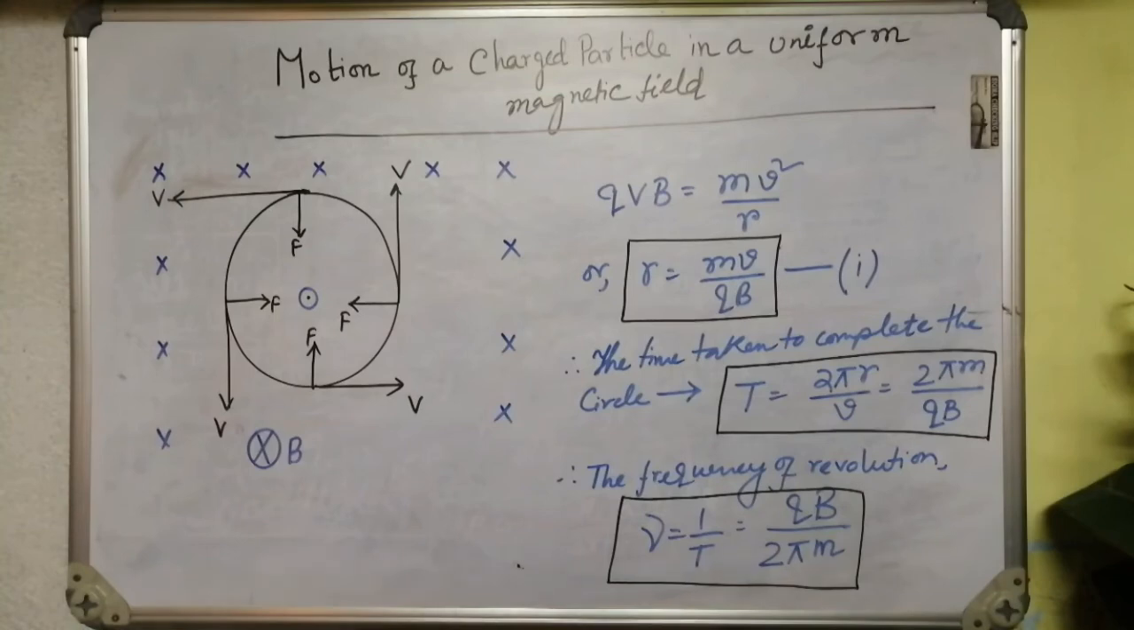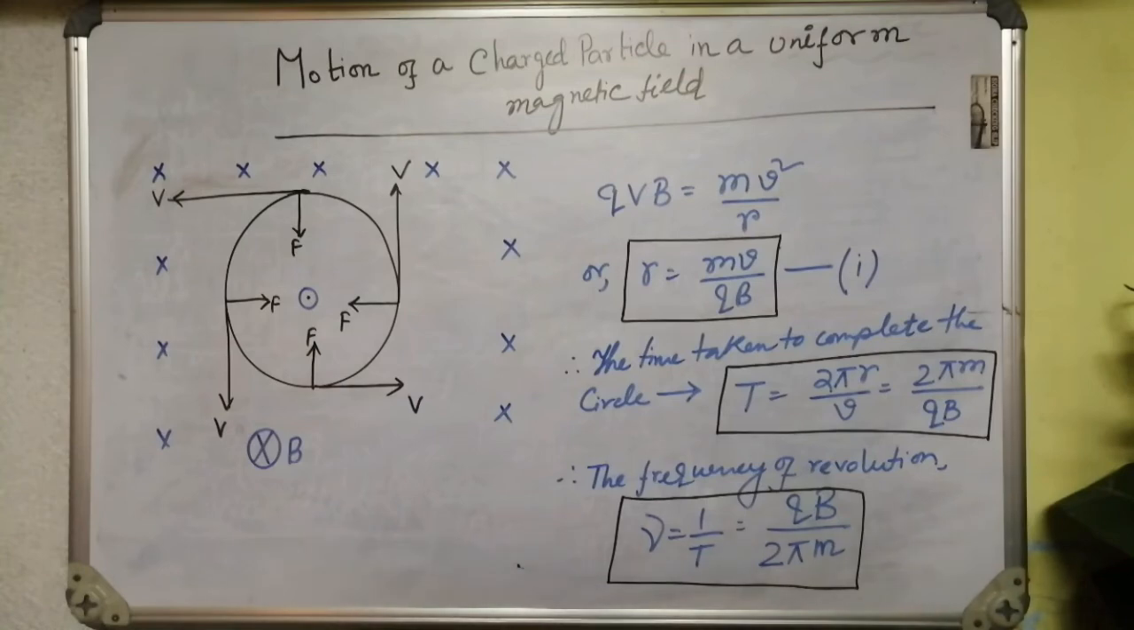Next, we can see that the time period is independent of the speed v. If the particle moves faster, the radius is larger. It has to move a longer distance to complete the circle, so the time taken is the same. So we can write the frequency of revolution, nu = 1 by T = qB divided by 2 pi m. This frequency is called cyclotron frequency.